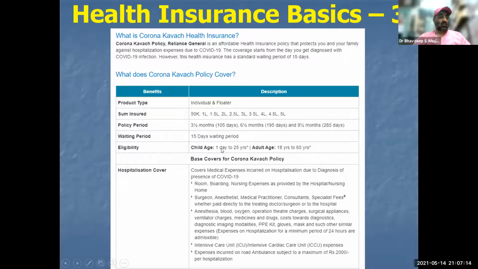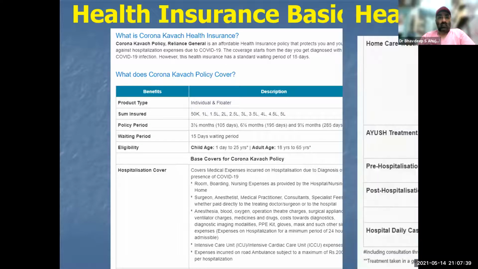So it depends upon what exactly was covered. What were the base covers in the policy? Room, boarding, nursing expenses, surgeon charges, anesthetist, specialist fees, then anesthesia, blood, oxygen, operation theater, any kind of PPE kits, gloves, masks, all those were covered. Then ICU expenses, then road ambulance capped at 2,000 per hospitalization. All these were covered in the Reliance General or Reliance Nippon Health Insurance Corona Kavach policy, one of the favored policies in today's times.